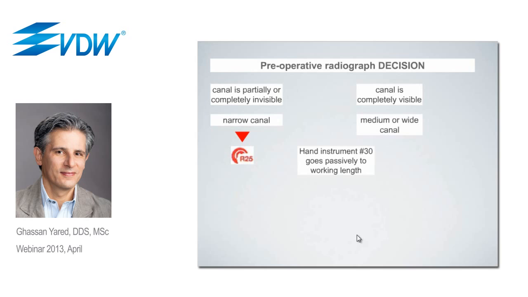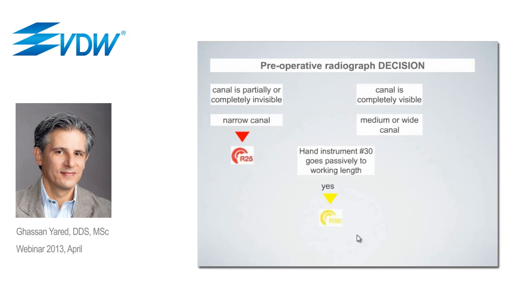And in these cases, we take a hand instrument number 30, straight, we do not recurve it. We put it in the canal, without any watch winding, without any cutting, we put it straight in the canal, just straight. The instrument will either reach length or it will not reach length as indicated by an apex locator.